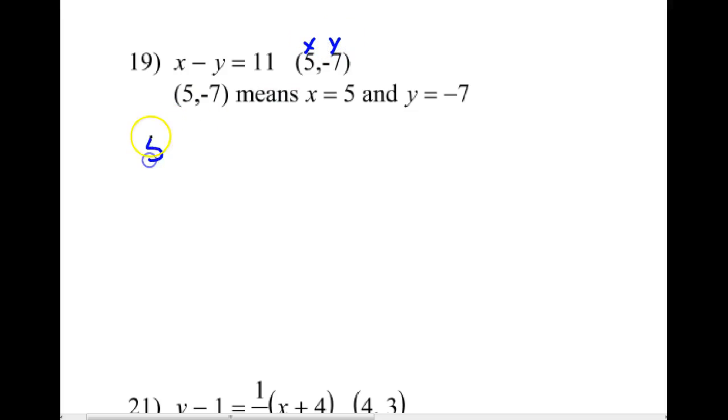Not too bad, right? 5 minus y is negative 7. Does that equal 11? A negative and a negative, positive? You ever wonder why a negative and a negative are positive in mathematics?